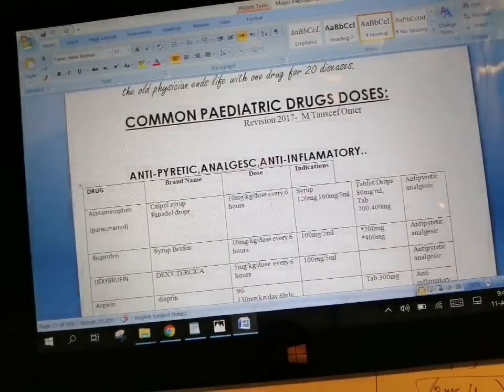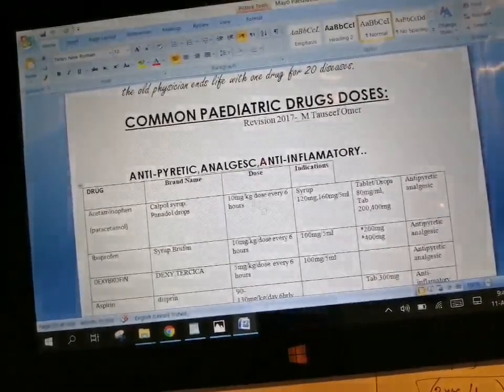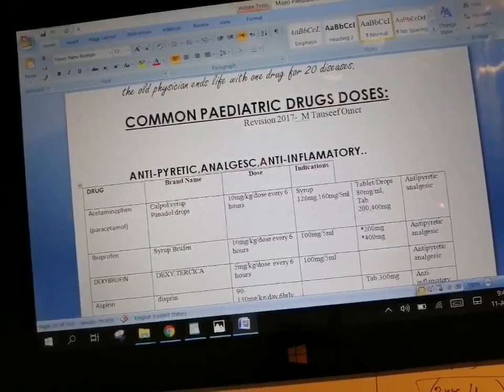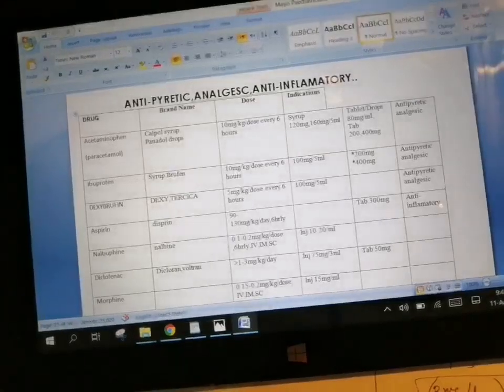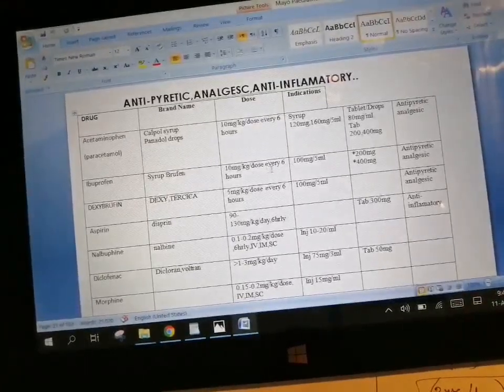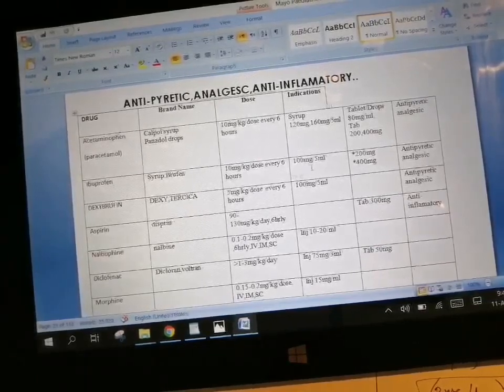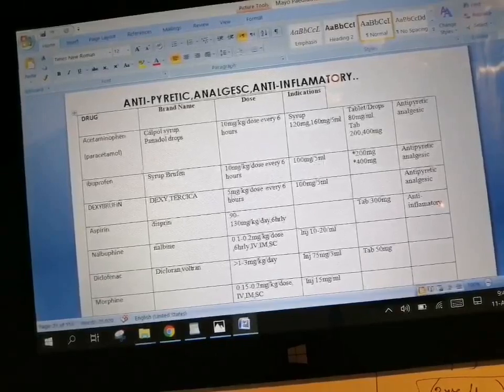Your resident or the senior in charge will supervise you, dear house physicians, on what strengths are available. This is just an idea. Syrup Brufen 10 milligram per kg per dose given 6 hourly or as needed, not necessarily 6 hourly. The strength is 100 milligram per 5 ml. Syrup Brufen DS is 200 milligram per 5 ml.